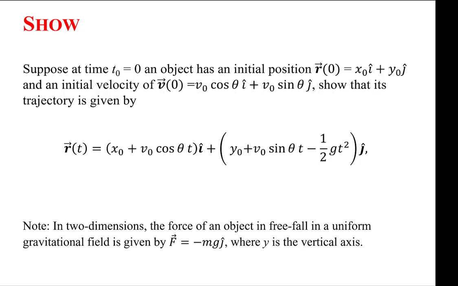Note, in 2 dimensions, the force of an object in free fall in a uniform gravitational field is given by F vector equals minus mg j hat, where y is the vertical axis, m is the mass of the object, and g is the free fall acceleration due to gravity.